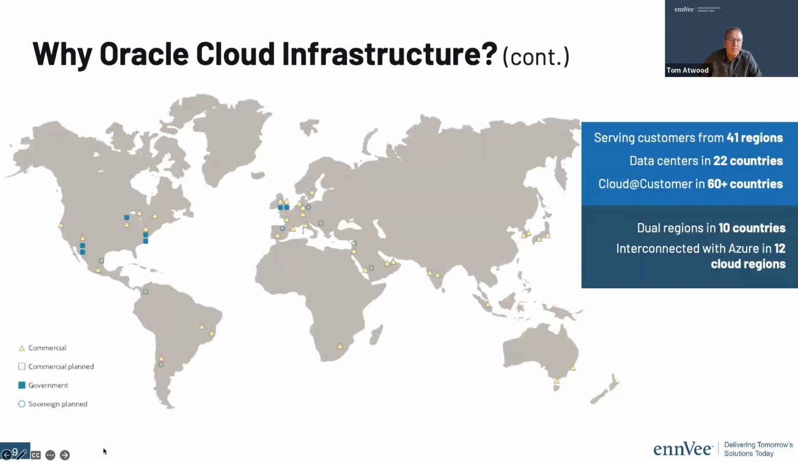Oracle's got a gigantic footprint as well. They put a lot of money into R&D. From an OCI standpoint, they have data centers in 22 countries, and they're still growing. Cloud at customer in 60 plus countries. They have interconnects with Azure, so if you're in a mixed platform environment, that may be an advantage of note. I think there's like 14 worldwide regions with 13 coming soon.